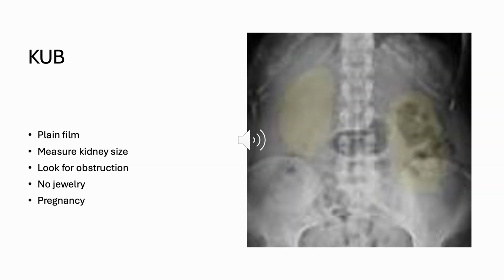Okay, a KUB is just a plain x-ray. It's a plain film. It stands for kidney, ureter, and bladder. And as you can see the kidneys in this picture, but they may do it if somebody has renal stones or maybe somebody has an intestinal obstruction, okay?